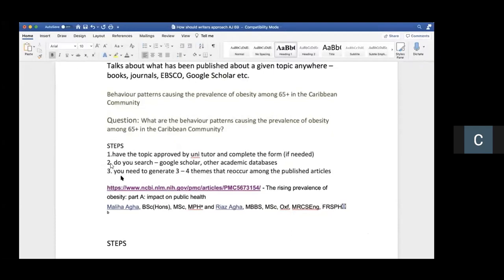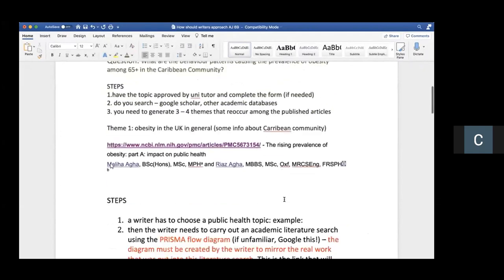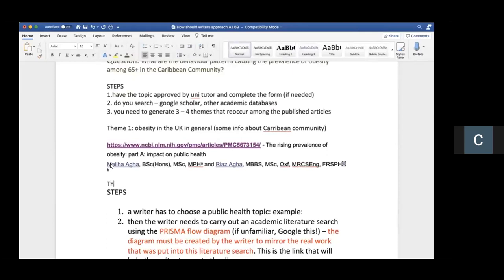So this is your first theme. Theme 1. The key thing will be obesity in the UK in general, and you have there some info about the Caribbean community. Okay, your theme number 2 could be, let me check the articles. Association breakfast.